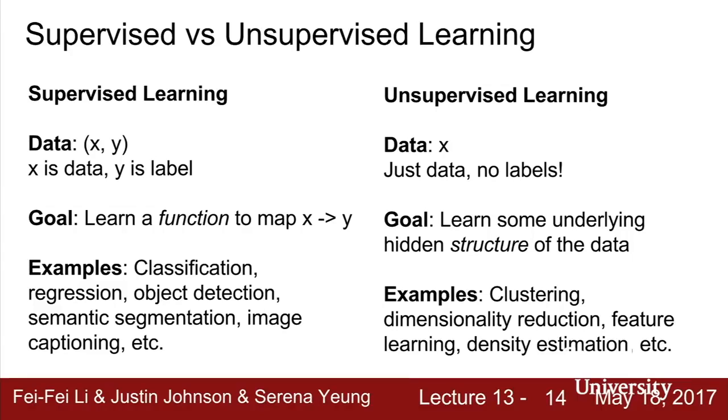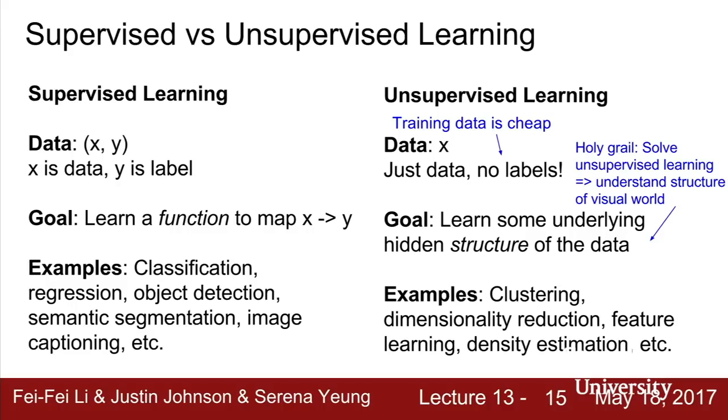And so to summarize the differences, in supervised learning, which we've looked at a lot so far, we want to use labeled data to learn a function mapping from x to y. And in unsupervised learning, we use no labels, and instead we try to learn some underlying hidden structure of the data, whether this is grouping, axes of variation, or underlying density estimation.